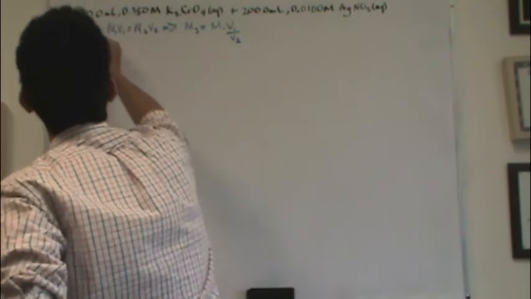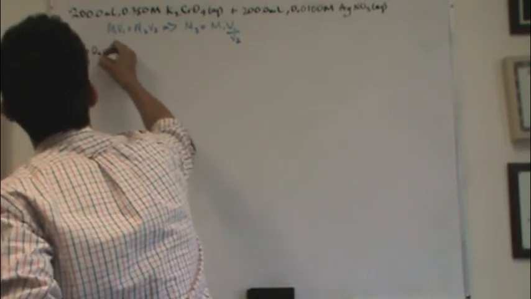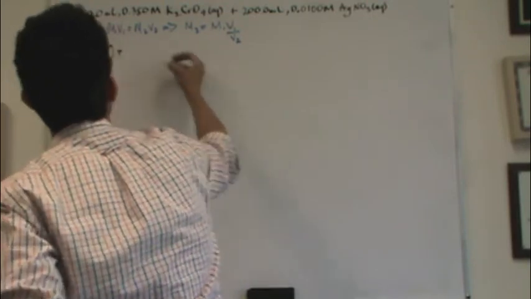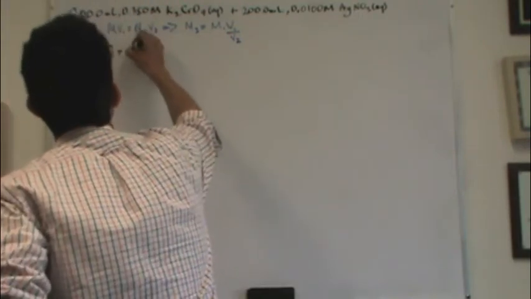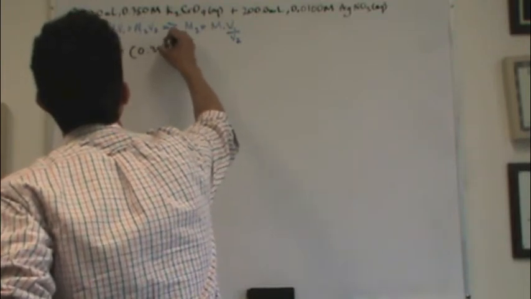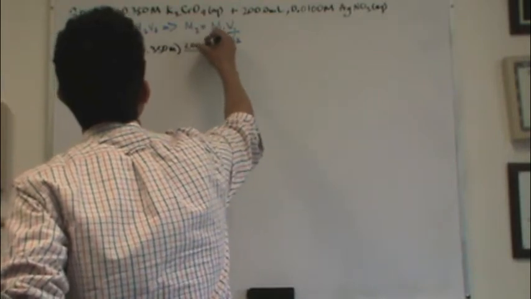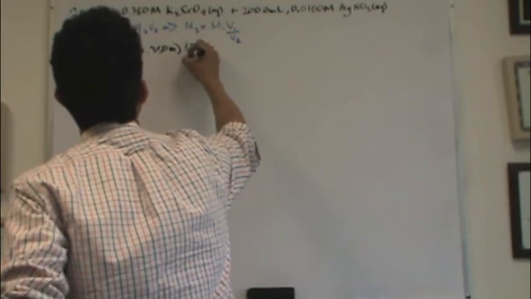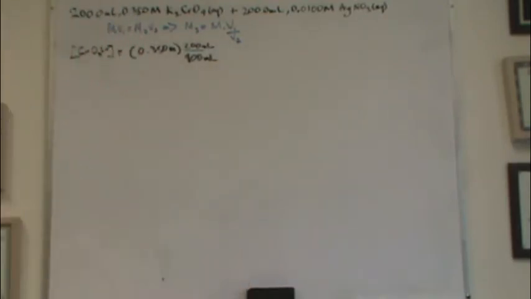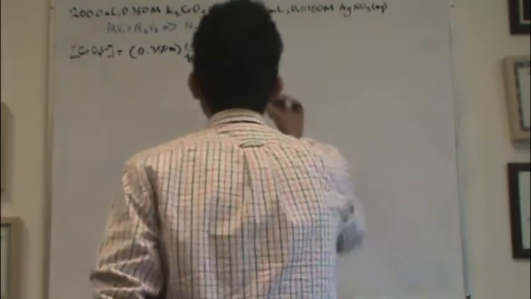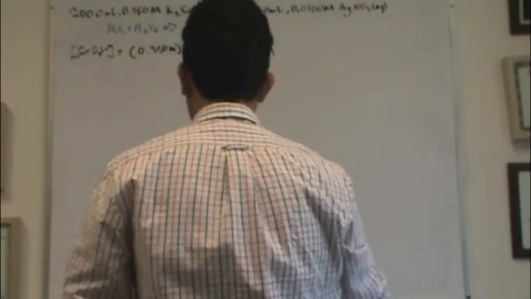For the chromate concentration, CrO4 2 minus, that concentration is its M1, initial molarity, 0.350 molar, times its V1, initial volume, 200, and the final volume is 200 plus 200. I'm adding, both of them are 200 each. So it's going to halve this, I think that's 0.175, 0.175 molar.